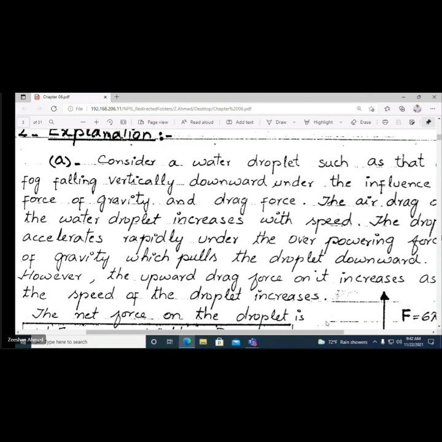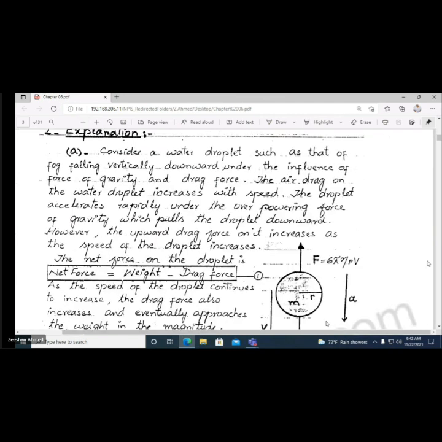The air drag on the water droplet increases with speed. What does it mean? When the water droplet from the cloud starts its journey, initially it will gain velocity. As it gains velocity, the drag force will also increase. The higher the velocity, the greater will be the drag force, opposition.